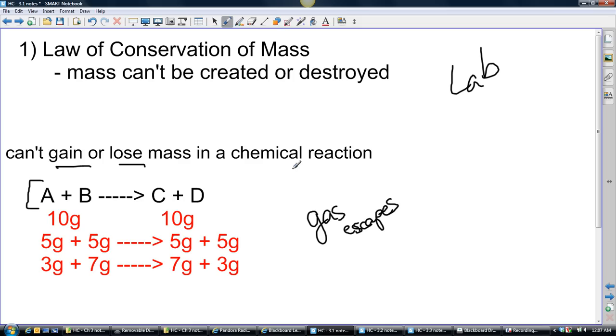The lab we'll do is just a simple lab of generating carbon dioxide, so sort of capturing a gas, and then again try to verify that the mass has not changed.